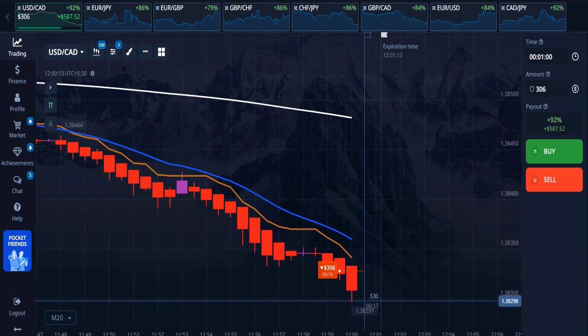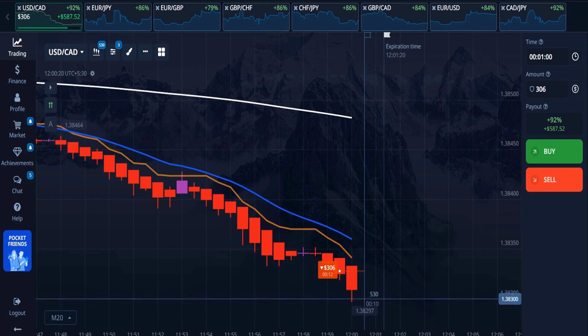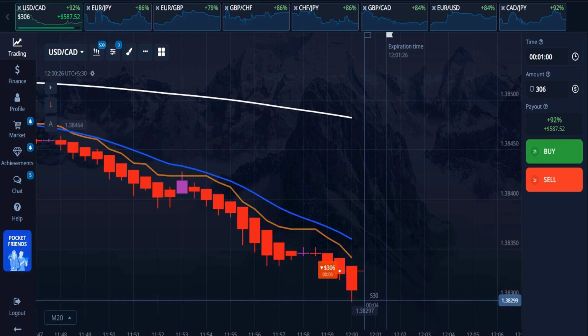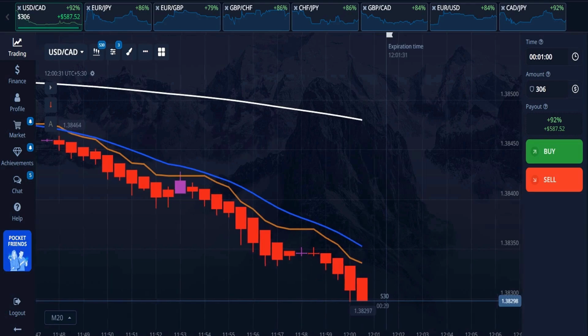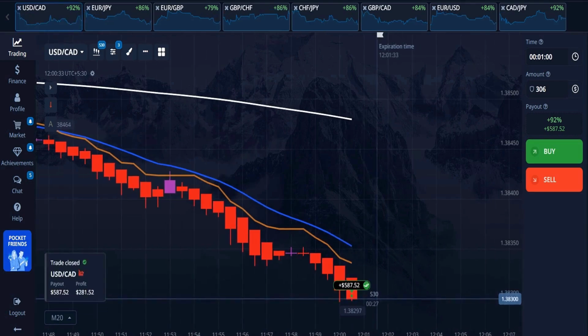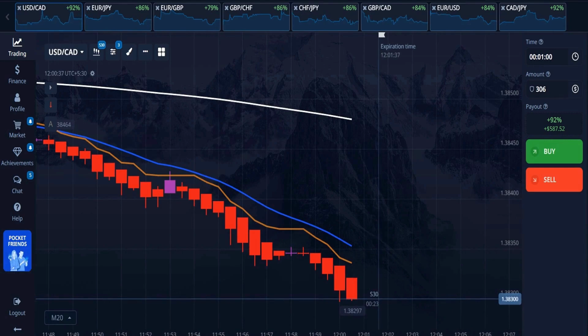Now let's wait and watch the result. This is where patience matters. You've followed the rules, you've waited for confirmation, and you've entered with confidence. Now it's time to let the trade play out. As we approach the end of this trade, always remember, sticking to the setup is what separates successful traders from those who rely on guesswork. Just a few seconds left. Let's see how this trade closes. We won this trade. That's another solid confirmation that when we follow the rules, the results speak for themselves.